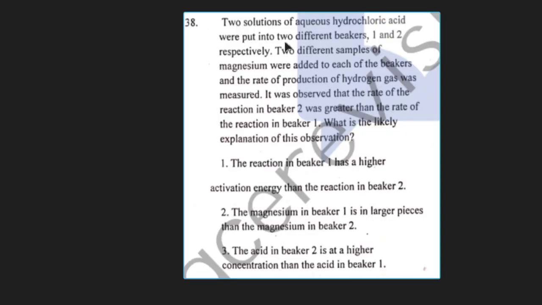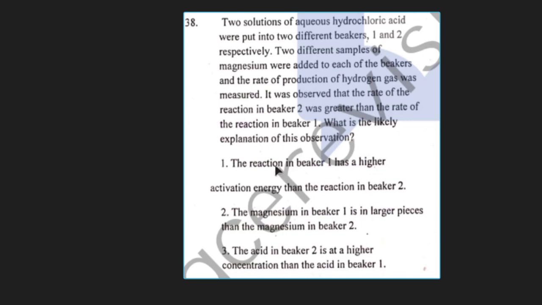Question 38. Two solutions of aqueous hydrochloric acid were put into two different beakers, 1 and 2 respectively. Two different samples of magnesium were added to each of the beakers, and the rate of production of hydrogen gas was measured. It was observed that the rate of the reaction in beaker 2 was greater than the rate of the reaction in beaker 1. What is likely the explanation of this observation? So we have option 1. The reaction in beaker 1 has a higher activation energy than the reaction in beaker 2.